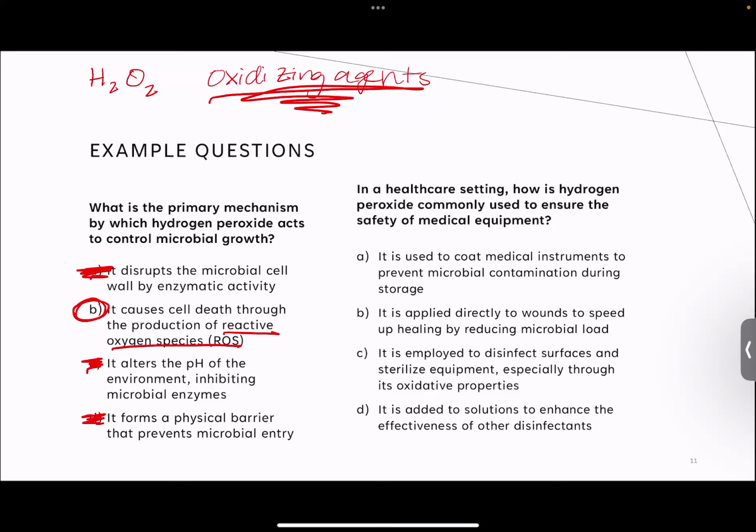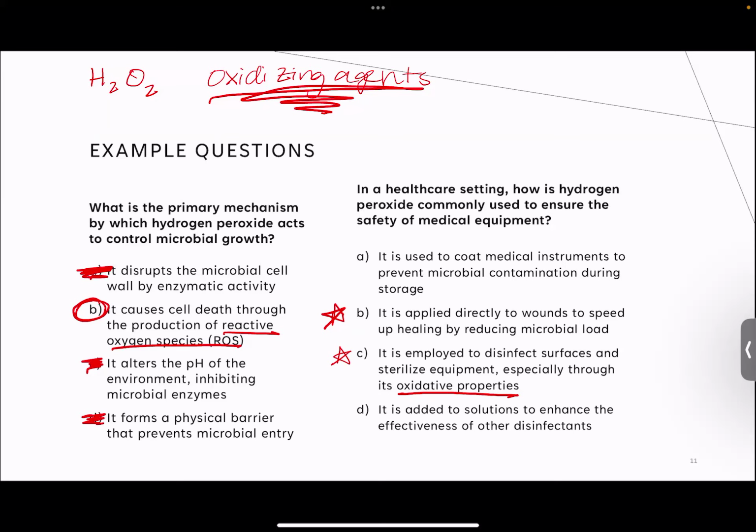All right, in a healthcare setting, how is hydrogen peroxide commonly used to ensure the safety of medical equipment? Do we use it to coat medical instruments to prevent microbial contamination during storage? Do we apply it directly to wounds to speed up healing by reducing microbial load? Maybe. I'm going to put a little star next to this one because I want to go through my choices first, right? Is it employed to disinfect surfaces and sterilize equipment, especially through its oxidative properties? This sounds like a better answer, right? And we'll come back to B in a second and why it's wrong.